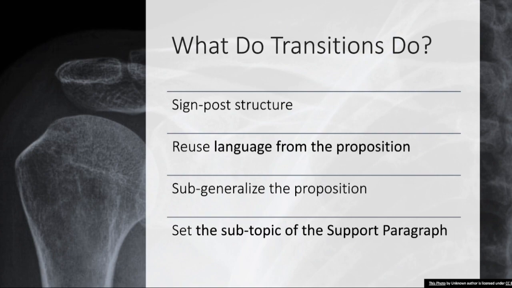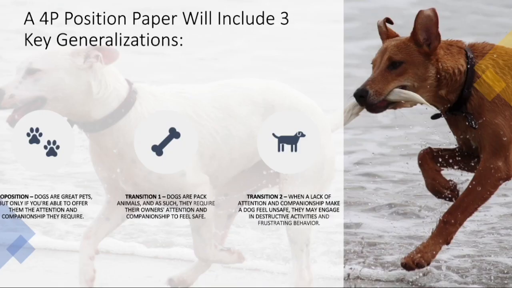They do that by reusing language from your thesis or your proposition. Usually, they're a sub-generalization of the proposition, and then they set up a subtopic for the support paragraph. So what that might look like, let's say you're just writing a 4-paragraph position paper. You're going to have 3 key generalizations in that paper. The first is going to be your proposition. The next 2 will be the first sentences of your 2 support paragraphs.